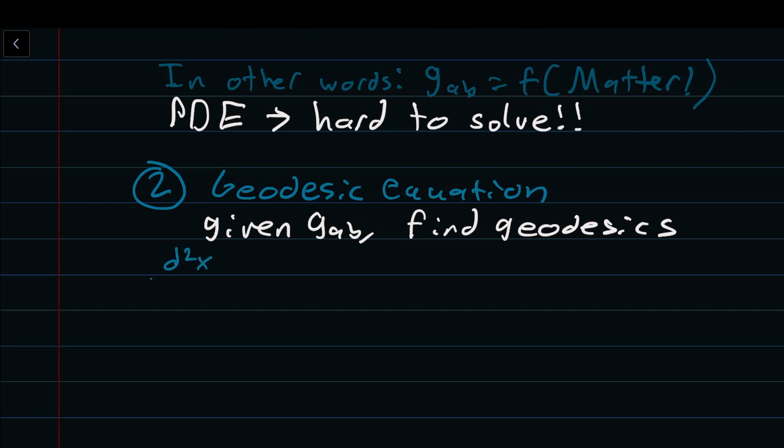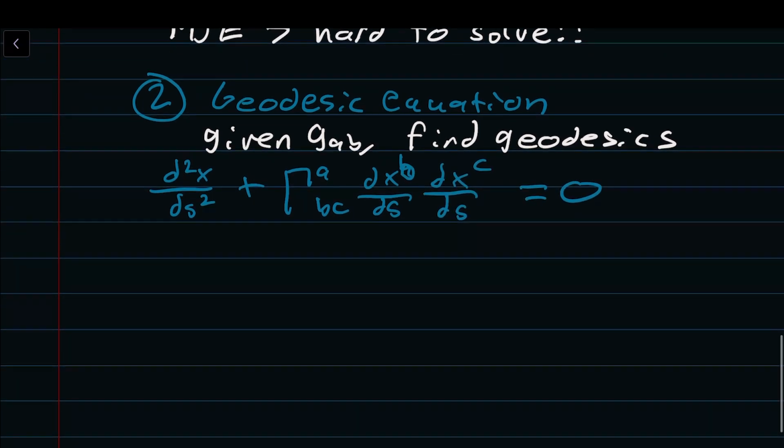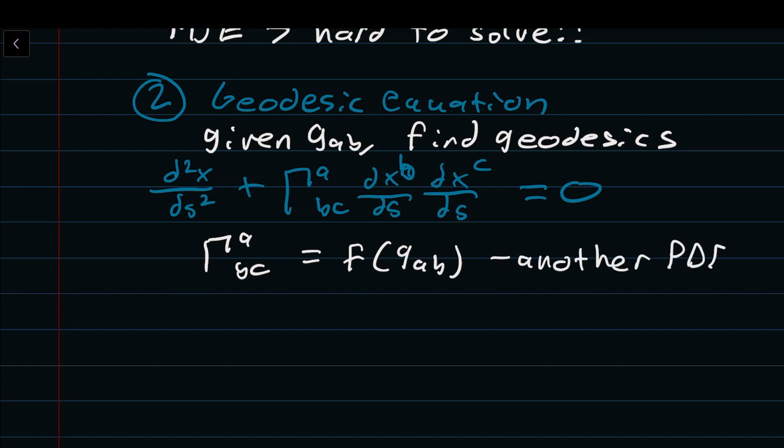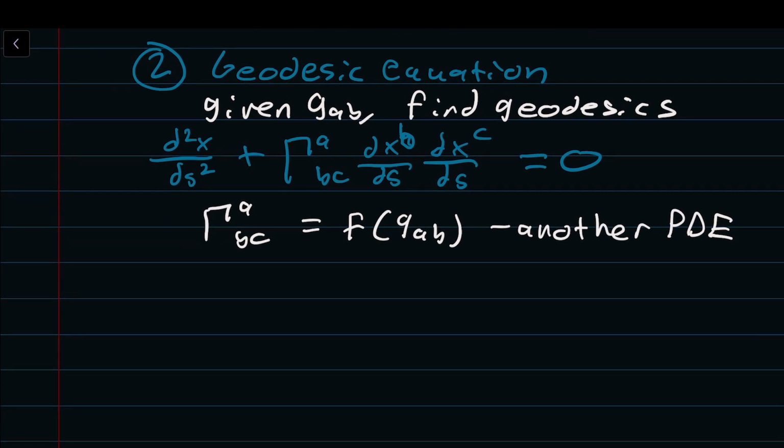It's pretty simple. It just tells you, if you have GAB, what are the paths that the geodesics follow. So this form of the geodesic equation seems pretty daunting. One thing to note here is that gamma ABC is also another function of GAB and its derivatives. So this is yet another partial differential equation. We don't have to use this directly in this video, but it does describe the geodesics in more detail.